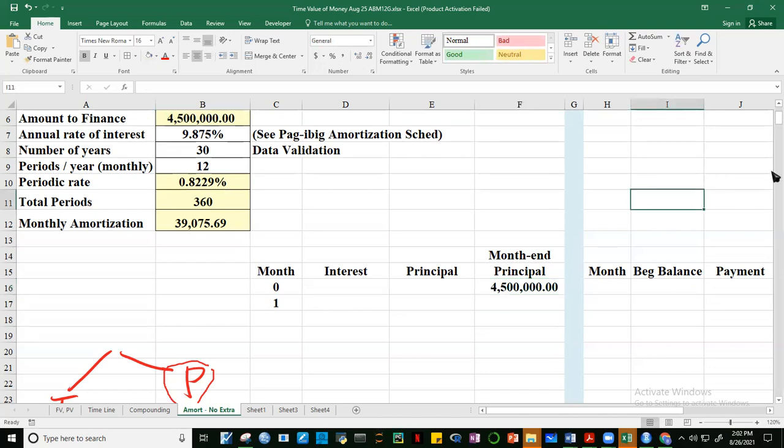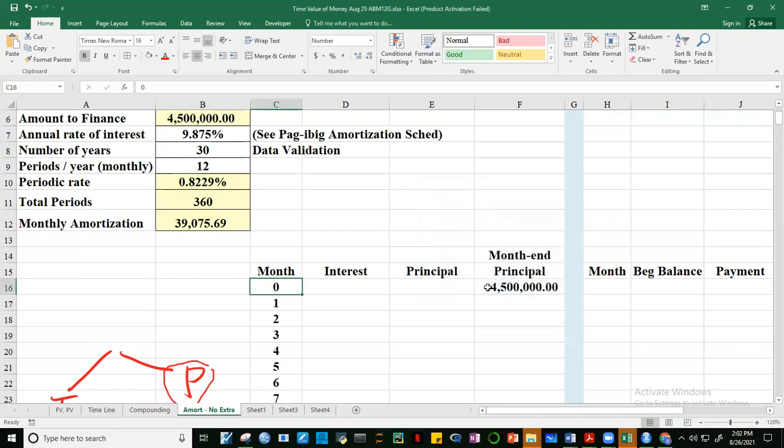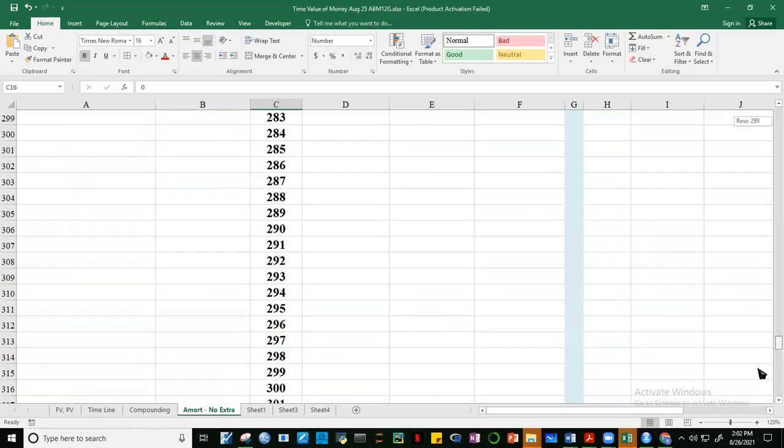Okay. Now, ilang periods yung isi-set up natin? 360. Ito, di ba? Kasi 30 years tayo, monthly siya, so 360. So, gamitin natin, guys, yung natutunan natin, home, and then fill, di ba? Yung series natin. Okay, column siya. And then, take note, nakasimula ako sa 0, no? Step value, 1 siya, increments of 1 up to 360. There, check natin, hanggang 360 na siya.